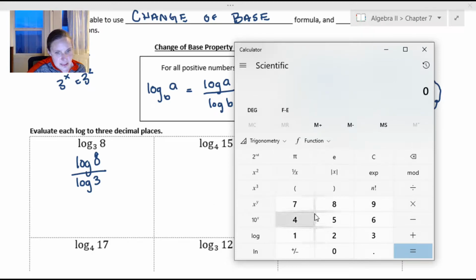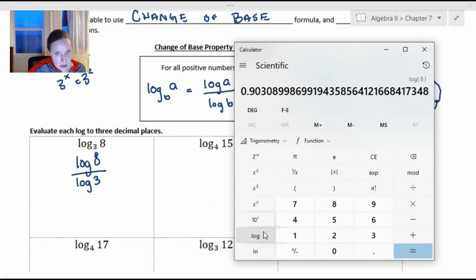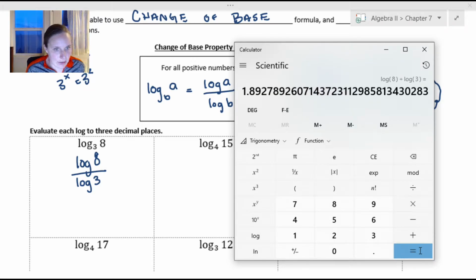First, for this calculator, I'm going to have to do 8 and then press log. 8 log divided by 3 log is equal to 1.893. And I'm rounding to 3 because I'm doing 3 decimal places. There's the 7, I want to make the 2 go up.